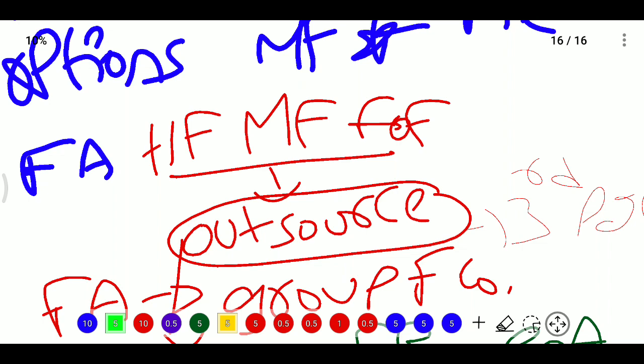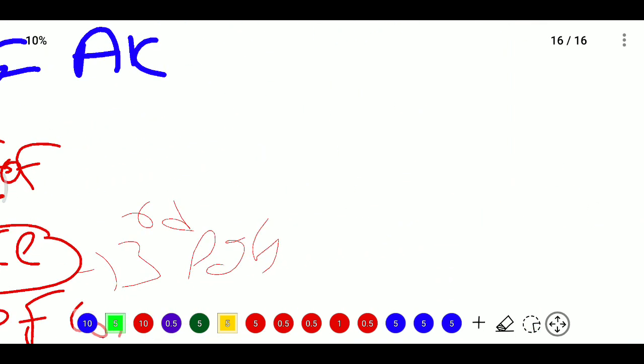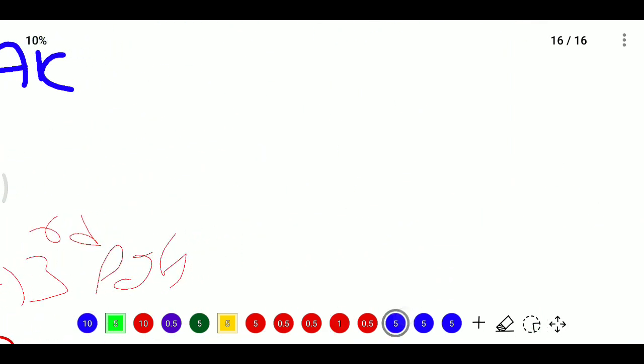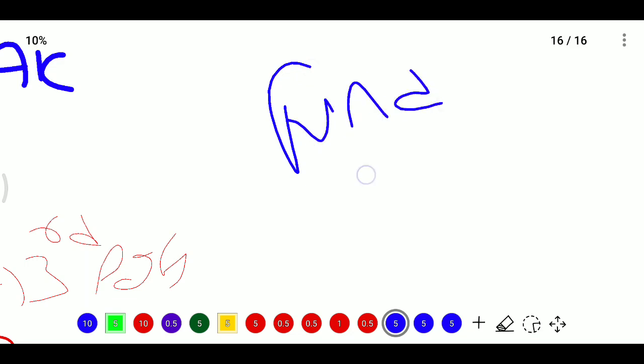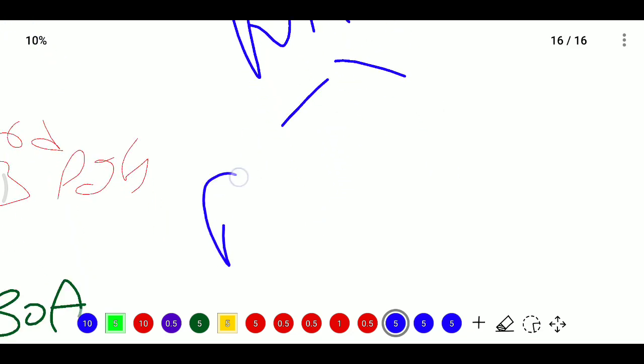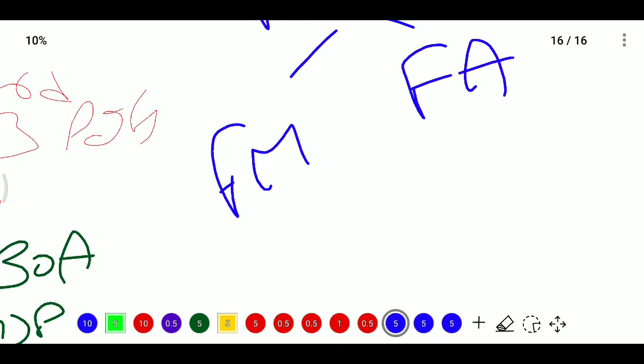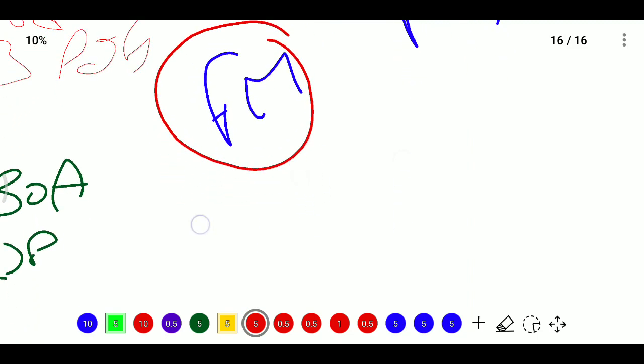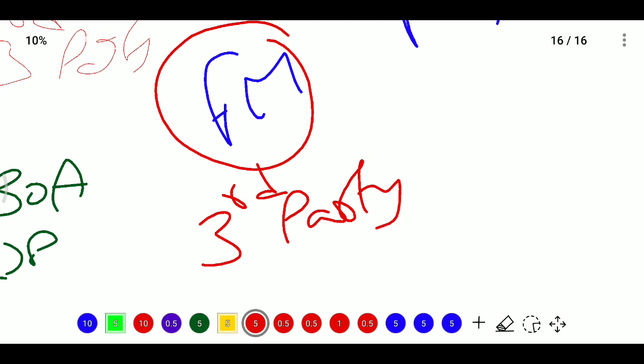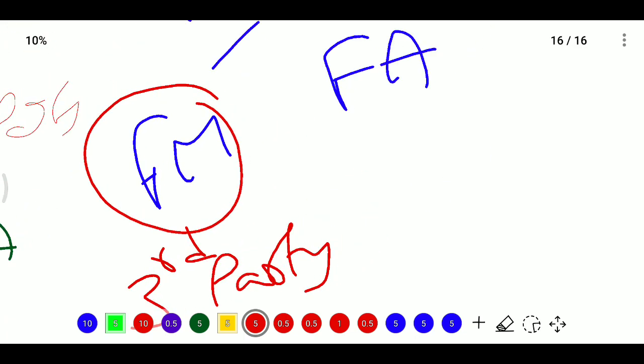And here there are two parties. One is the fund manager and another one is the fund administrator. A fund administrator is the third-party company providing support services to funds. Examples are Bank of America, Credit Suisse, Northern Trust, Brown Brothers, JP Morgan Asset Management, HSBC, Fidelity, Morgan Stanley. These are companies that provide fund administration services.